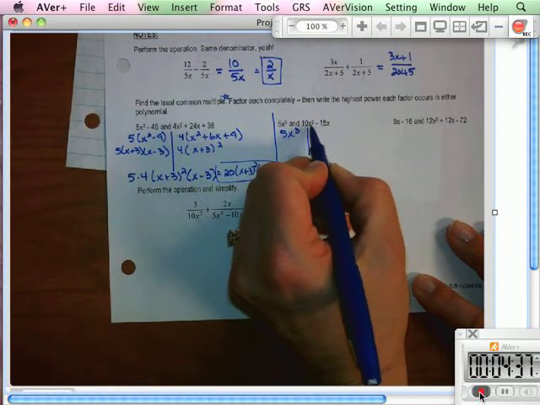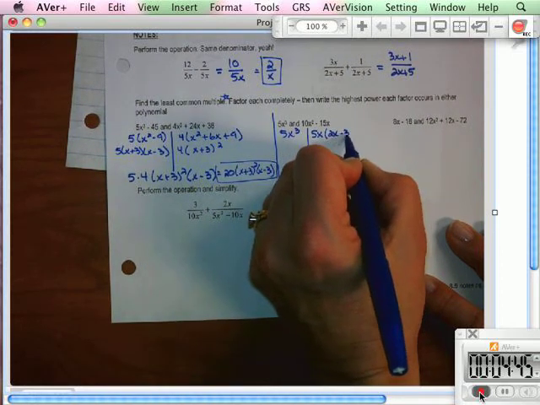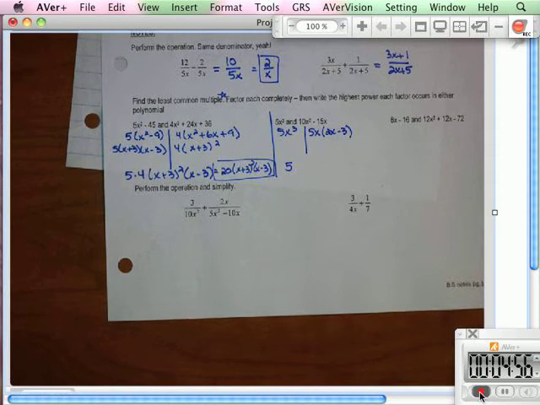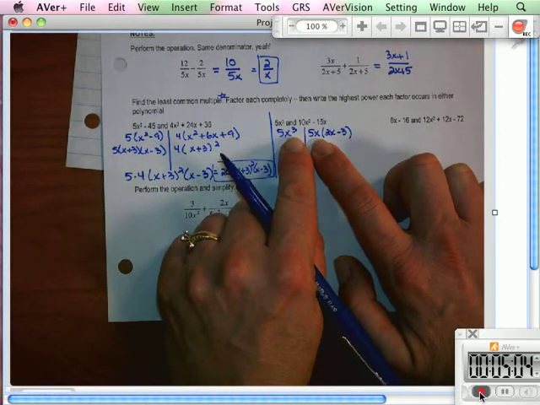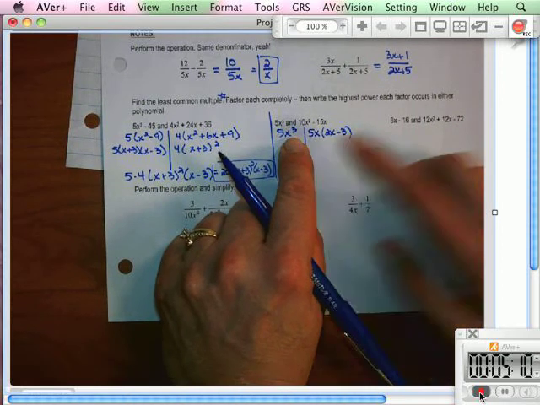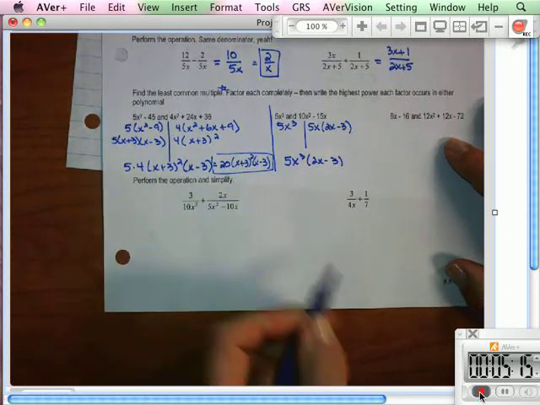What can I take out of each term here? A 5x, right? I can take a 5x out, and I get 2x minus 3. The 5 is in both. It's got to come down, just one time, though. If the same number is in both, it comes down once. Then I look at the x. There's x cubed here and x here. So what comes down? And 2x minus 3. And that's it.